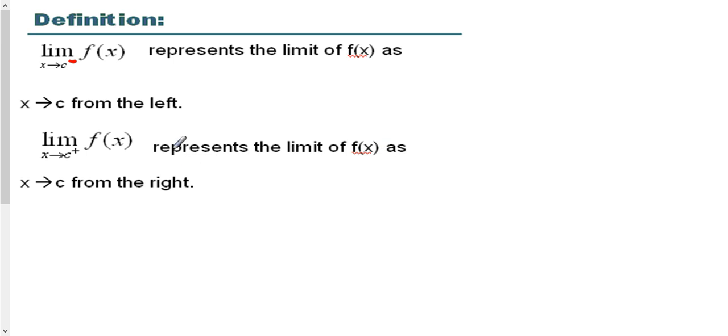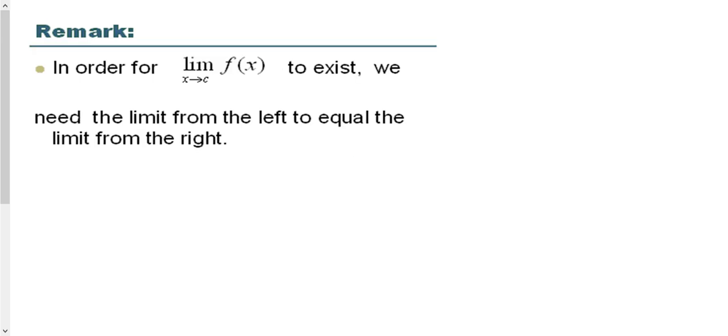Now the first example we're going to do is just going to be looking at a picture. Suppose we don't even know the equation, and we're going to try to figure out the limit using a picture or a graph. It's important to notice that in order for the limit as x goes to c of a function f of x to exist, we need the limit from the left to equal the limit from the right. If one approaches one value and the other approaches another value, and they don't match, then the limit does not exist at that value.